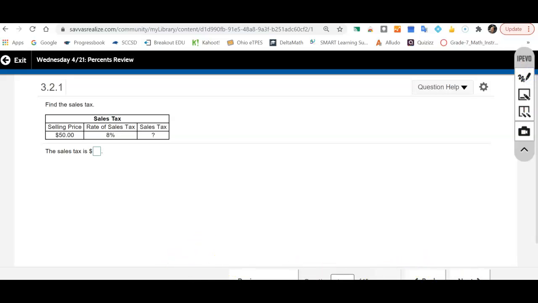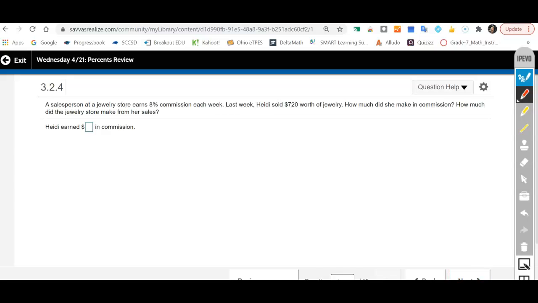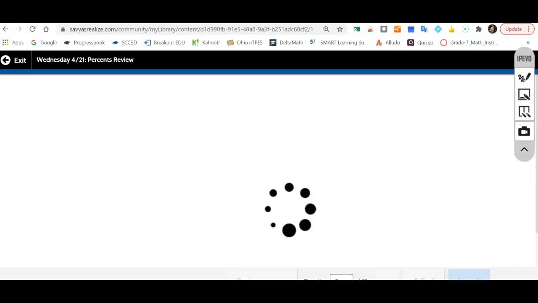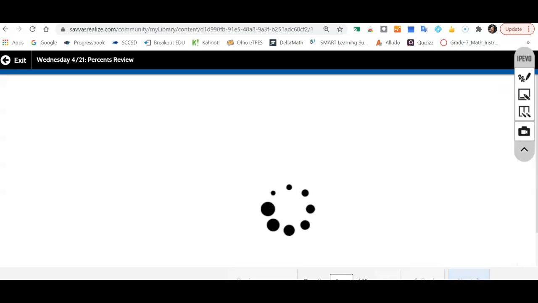One more thing that we're going to need to talk about is interest, simple interest. And that would be, if we can get to the problem, before I run out of time here.